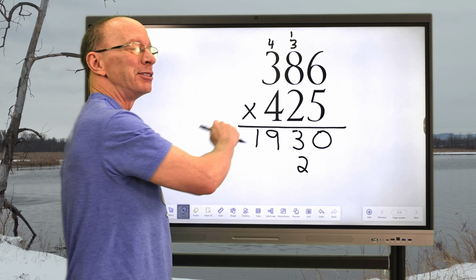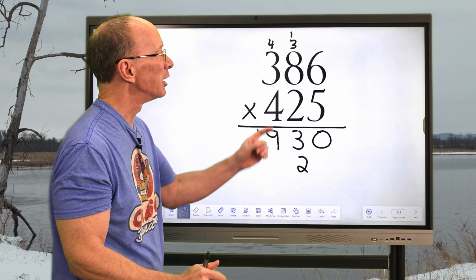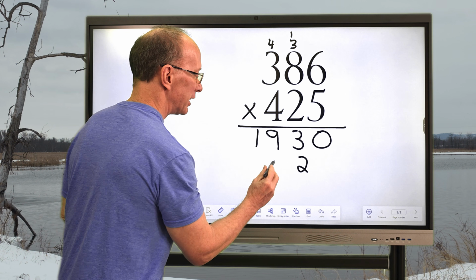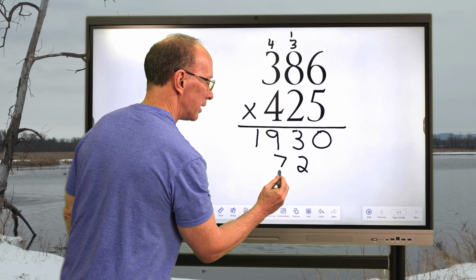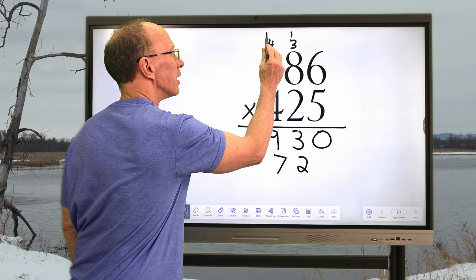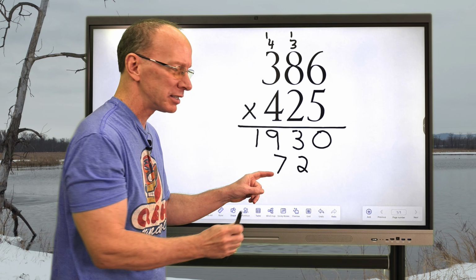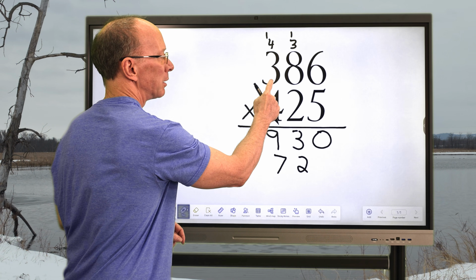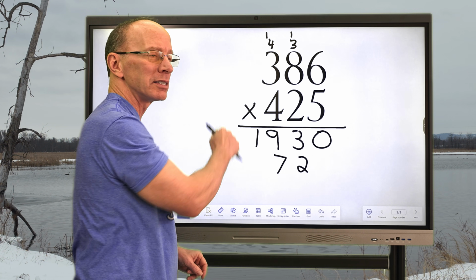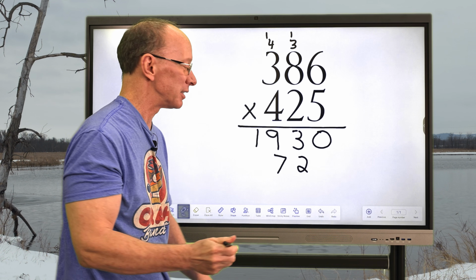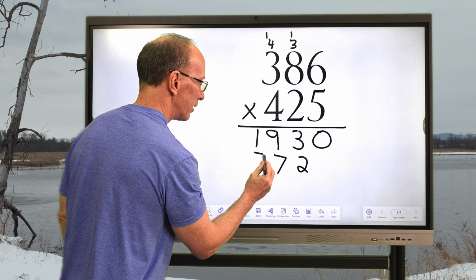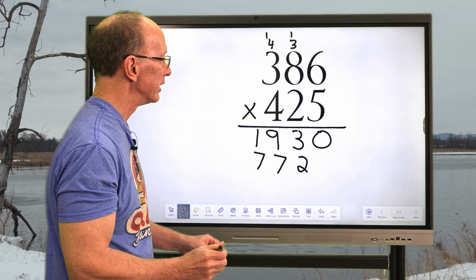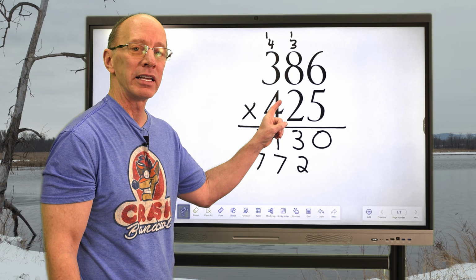So now we're going to take 2 times 8 equals 16, plus the 1, 17. So put the 7 right here, and then the 1 up there. See how important it is to keep these numbers in line? All right, let's take the 2 times 3 equals 6, plus that 1 equals 7, sent from heaven. So I put the 7 right here. All right, now we've applied the 5 and the 2.